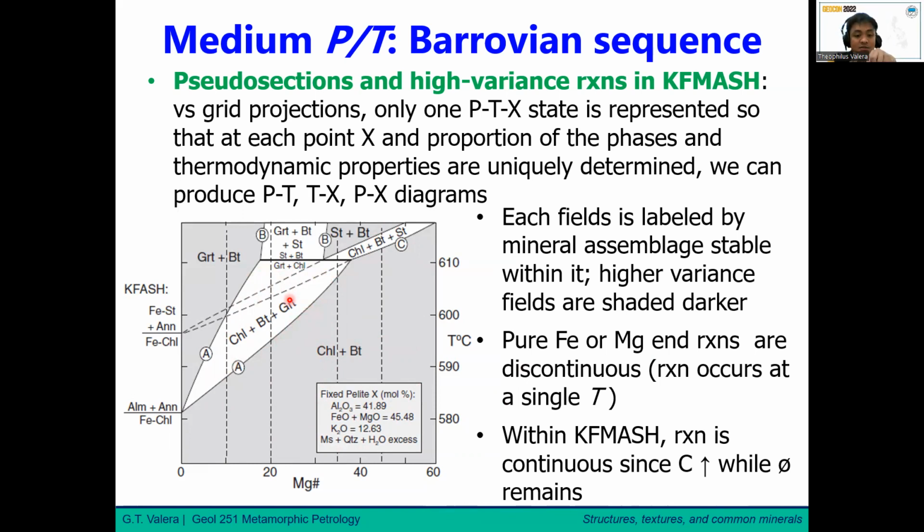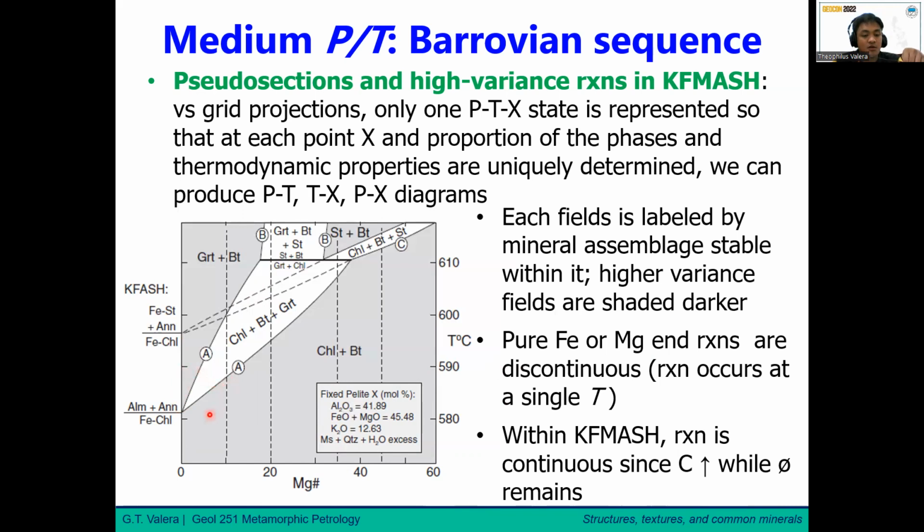Pure iron, as we've tackled before, pag pure iron or pure magnesium yung bato nyo, in this case, the reactions run to completion discontinuously. Meaning, dito, for example, yung iron chlorite to form almandine and annite, the iron biotite, hindi siya makaka-move forward yung conversion ng chlorite to almandine plus annite, hindi siya mag-move forward sa temperature, sa T space until maubos lahat ng chlorite, and then finally doon lang magfo-form yung almandine. At doon lang mag-move forward ulit yung temperature.